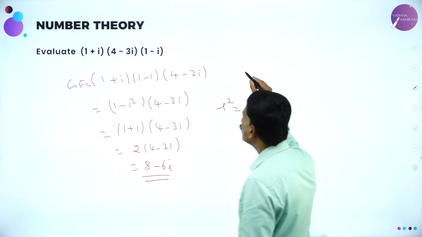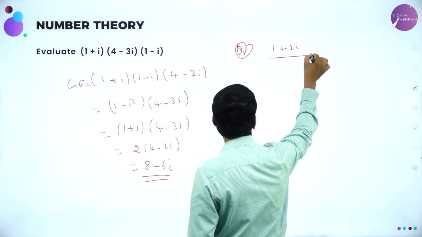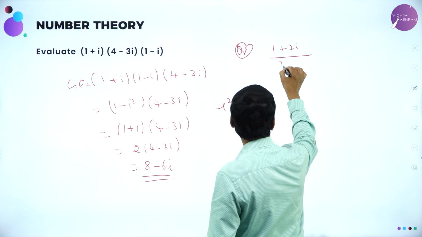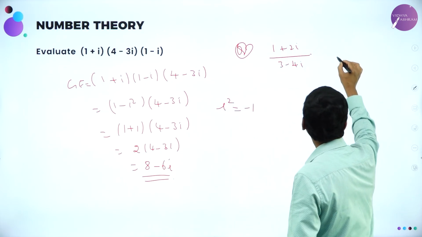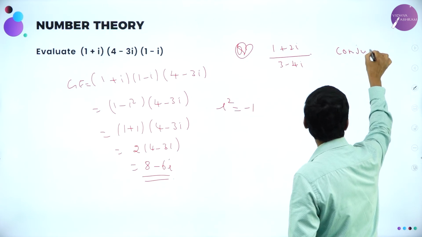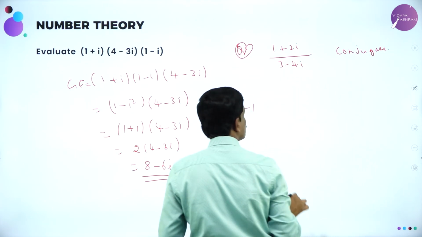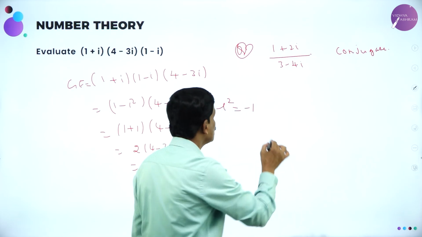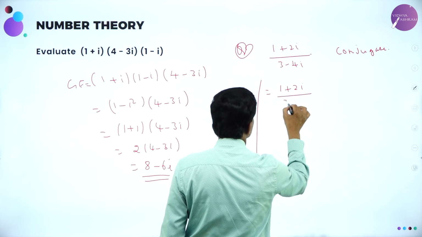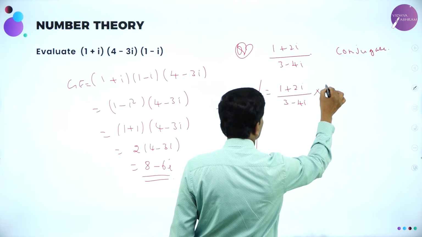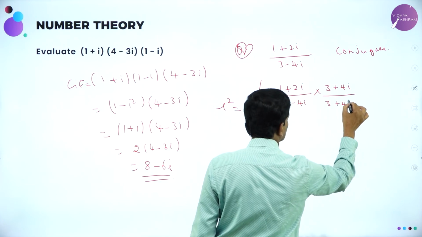Let us take one more problem, the last problem in this. Now let us consider one more question. 1 plus 2i divided by 3 minus 4i. So this is the problem given. We have to write the conjugate of this. Now what is given? 1 plus 2i divided by 3 minus 4i. Rationalize the denominator. That's it. Multiply and divide by 3 plus 4i divided by 3 plus 4i.